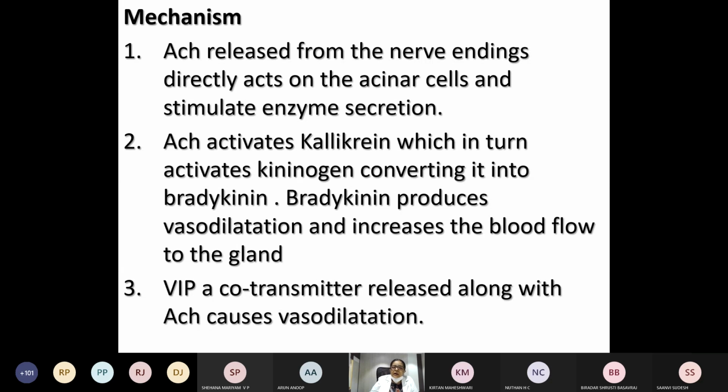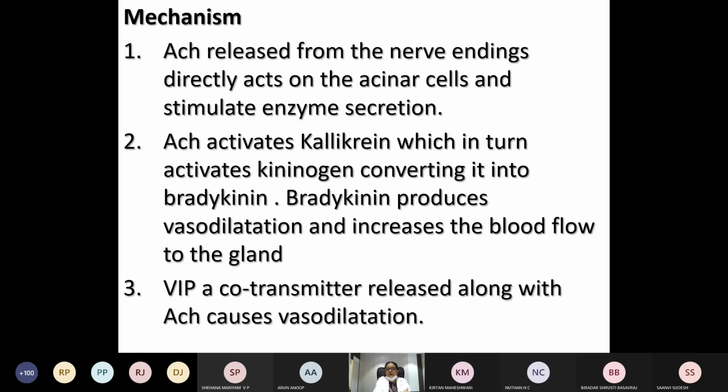Acetylcholine activates kallikrein, which in turn acts on kininogen, converting it into bradykinin. Bradykinin produces vasodilatation and increases the blood flow to the gland.